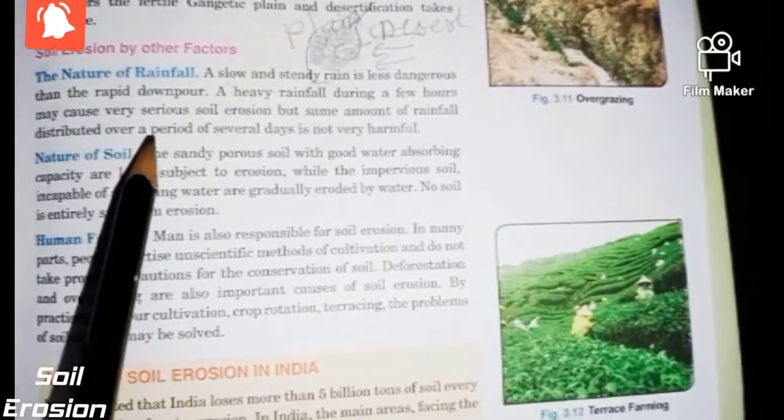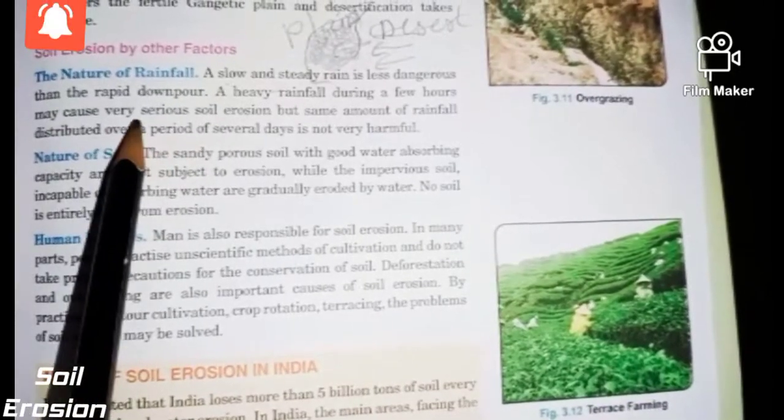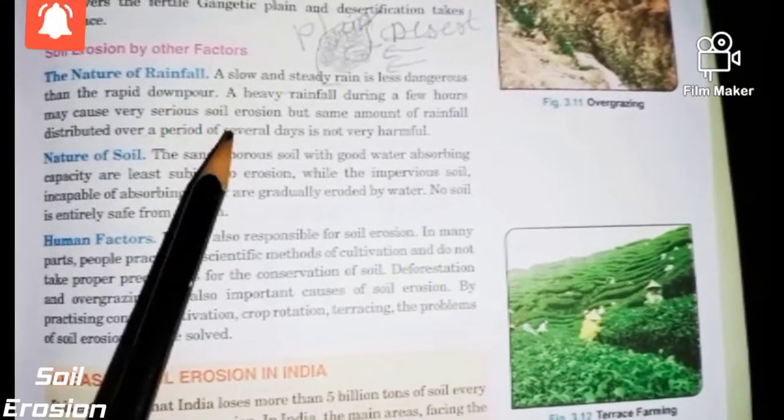For example, in one day 100 centimeters of rainfall causes a lot of damage to the soil, but if that same 100 centimeters of rainfall pours over 1 week or 2 weeks, it is not that dangerous. So the nature of rainfall is also very important in soil erosion.